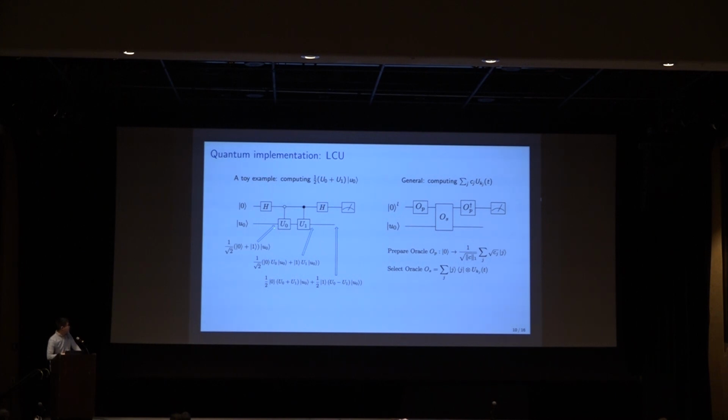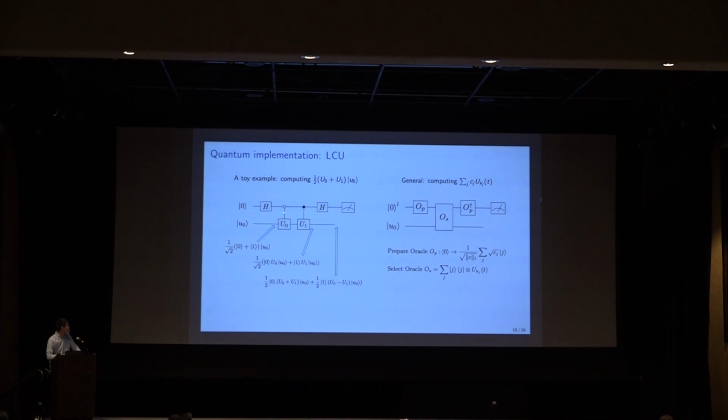Okay, so this is for the toy example, and actually the general case is almost the same as this toy example. That is, for this general case, we want to compute this sum of Cj Uj. Then what we need is two oracles. The first is the state preparation oracle, which I call the prepare oracle, which basically encodes the square root of my coefficients in the amplitude.